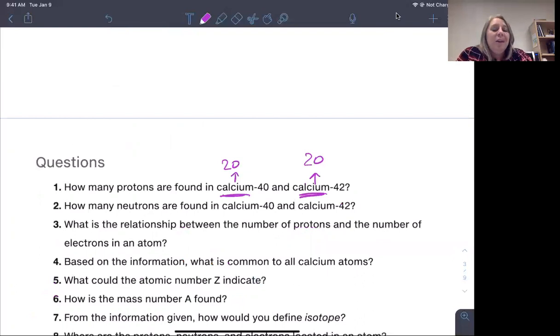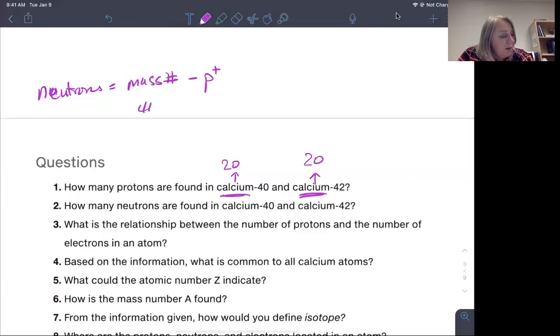Must be. How many neutrons are found in calcium-40 and calcium-42? So neutrons, if you want to find neutrons, we take our mass number and we subtract the number of protons. So for calcium-40, our mass number is 40 minus our number of protons, which is 20. So our number of neutrons is equal to 20 neutrons. So we're going to say that's 20. Okay. Now how about calcium-42? It's the same thing, but in this case we're doing 42 minus 20. So that gives us 22 neutrons.